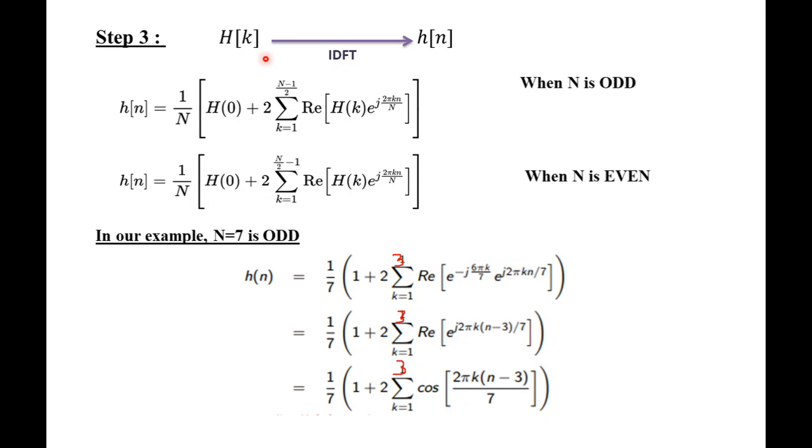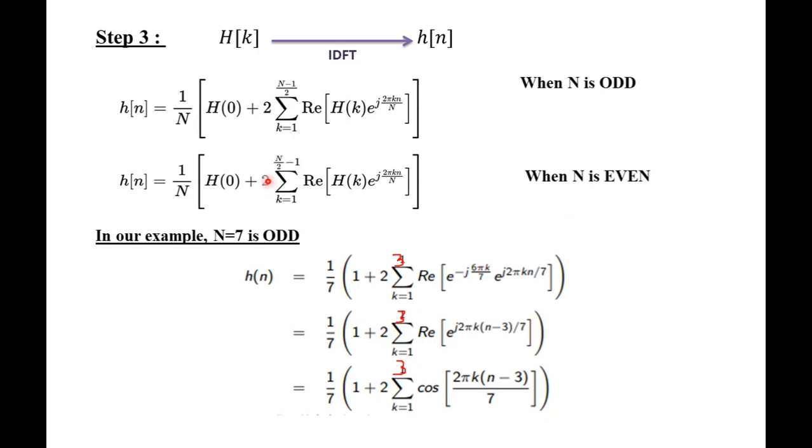Step number 3, this h of k, IDFT should be applied to obtain h of n, which is the impulse response. So this step depends upon whether the order of the filter is odd or even. If the order of the filter is odd, this particular formula has to be taken, where k ranges from 0, 1 up to n minus 1 divided by 2. Since it's a symmetrical filter, if you have n equal to 7, it is sufficient to consider the samples only from 0 up to 3, because 7 minus 1 is 6, by 2 is 3. It's sufficient to consider the samples from 0 to 3.